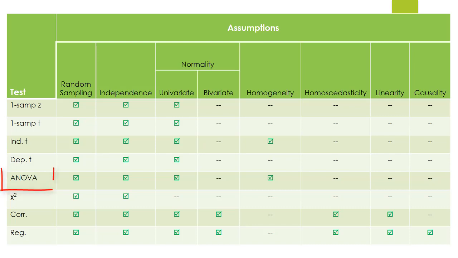Same thing for the ANOVA. We have that homogeneity of variance on there because we have 3+ groups. We're comparing them on whatever our outcome variable is, or whatever our continuous variable is. And so we need to see that the variance between those groups is roughly equal on that continuous variable.